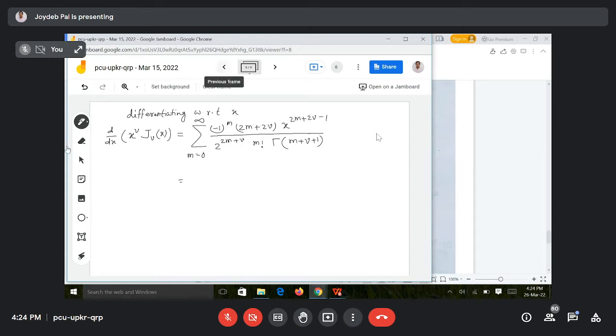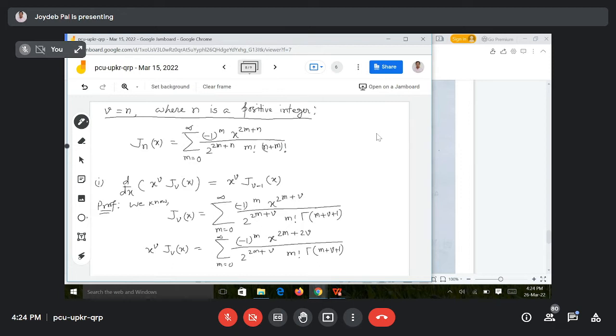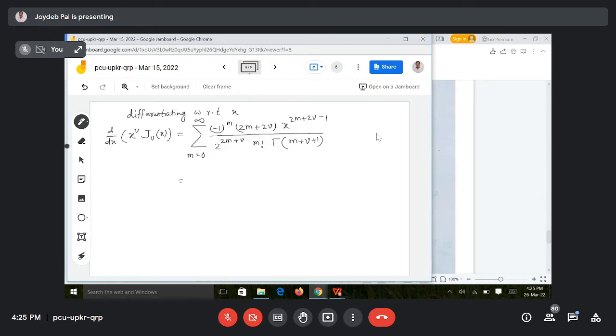Now you have to think a bit. We have to get the summation form of J nu minus 1 of x. So what is the summation form of J nu minus 1? That you think. In place of nu, you think nu minus 1. So it will be x to the power 2m plus nu minus 1, then in the denominator 2 to the power 2m plus nu minus 1, then m factorial, then gamma of, in place of nu if you put nu minus 1, gamma of m plus nu, right? Yes, sir. So is this coming?